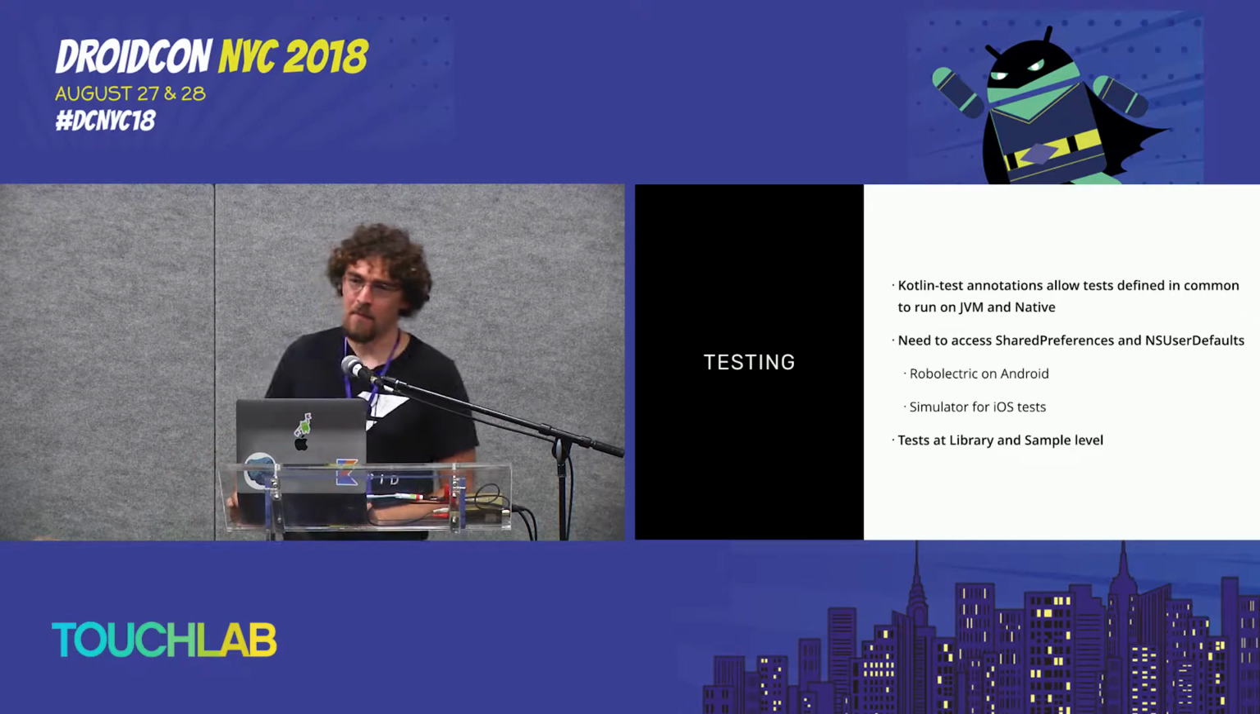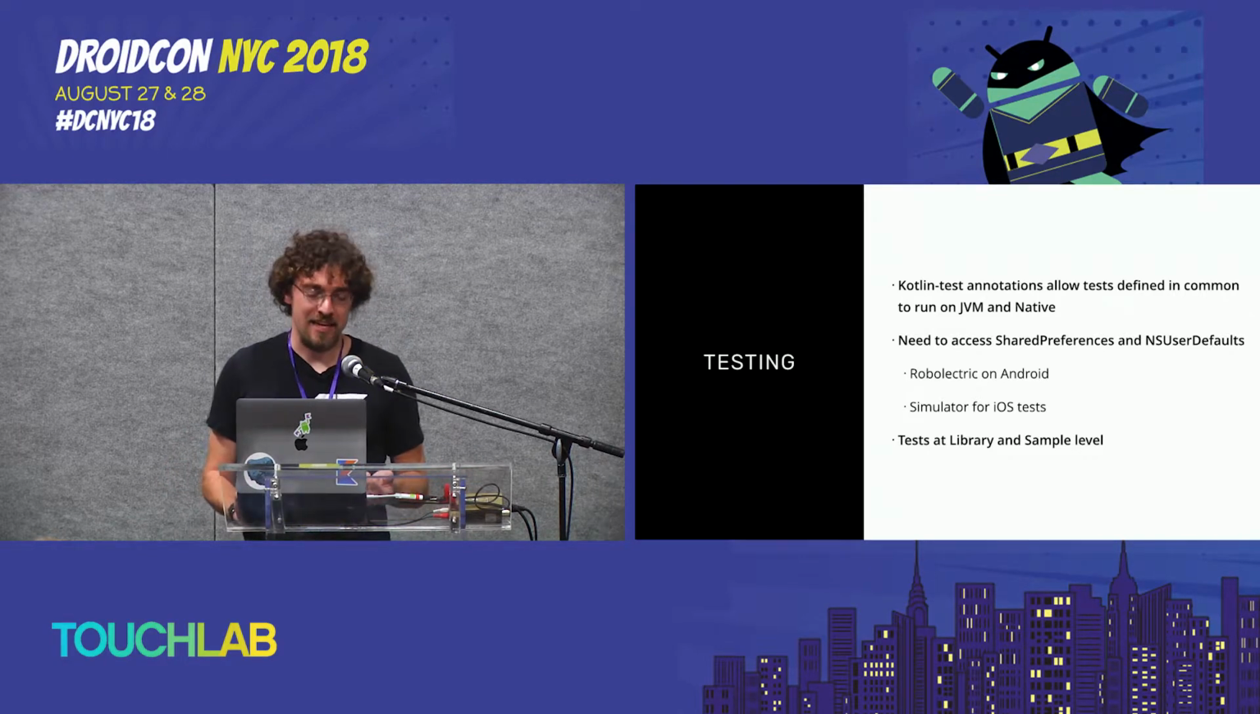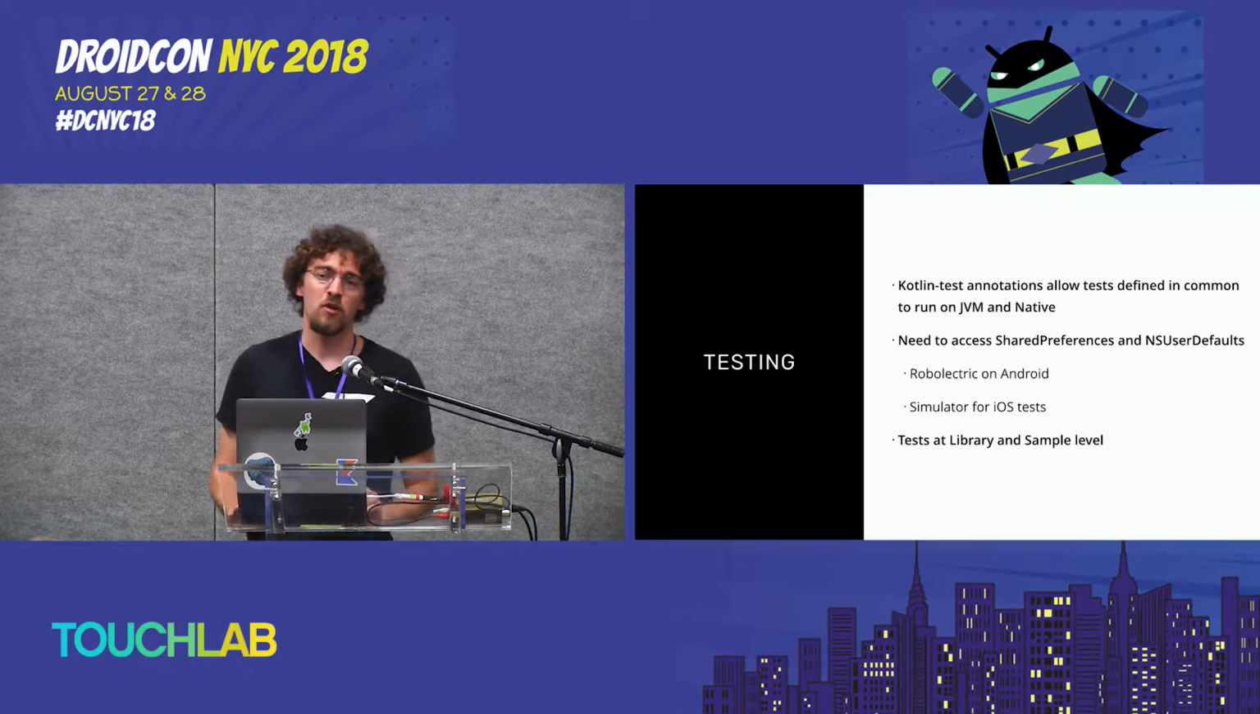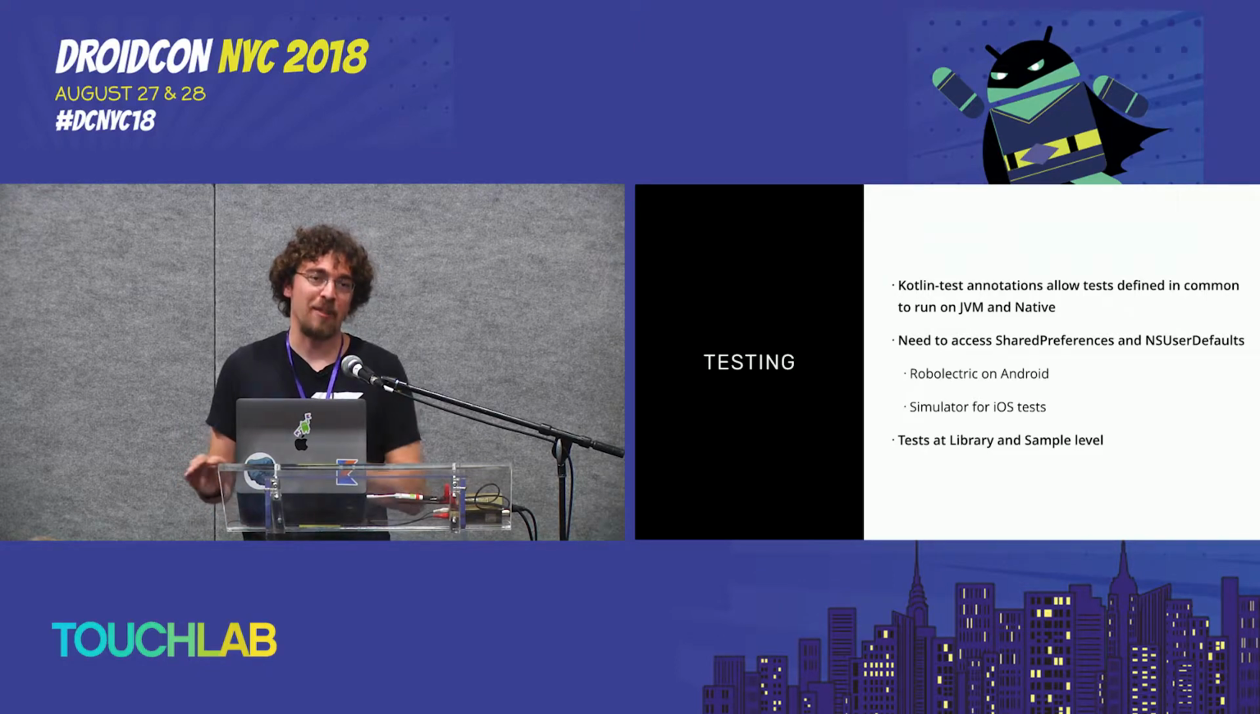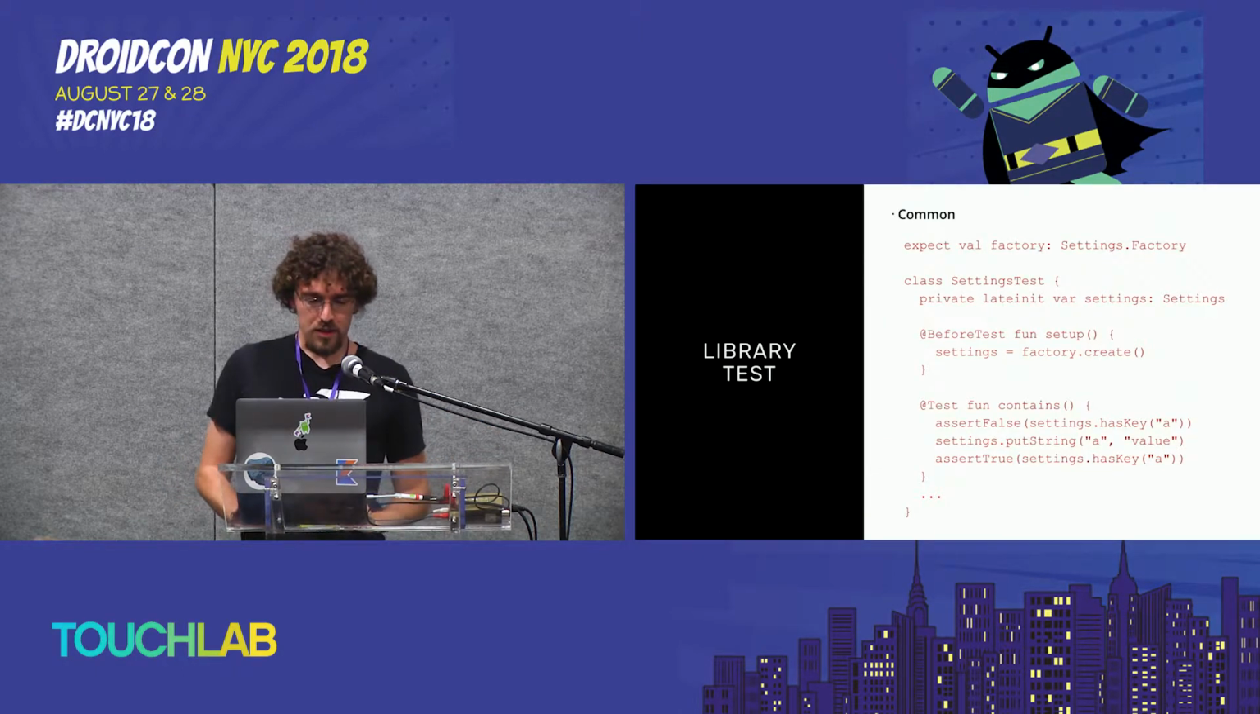And I also ended up writing some tests at the sample level in addition to the library level. Not really looking for full coverage there, but looking for demonstrating that it is possible to test application code that is using the settings library and be able to mock it out and things like that. So some sample code there.